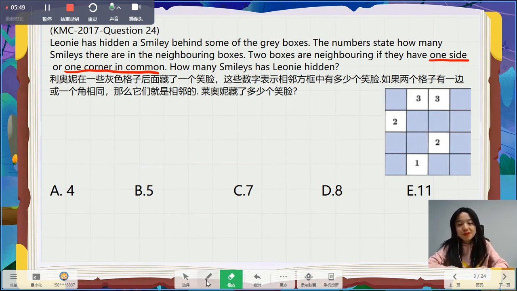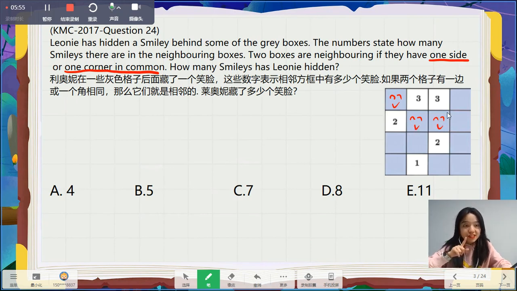Okay, let's put smileys here. One smiley face, second, third. Now let's check others. The box 2 has already got 2 smileys. That means the other neighboring boxes to this 2 can have smileys or not? Of course not. It has already got 2. So this neighbor cannot have a smiley. This cannot. And now let's continue.